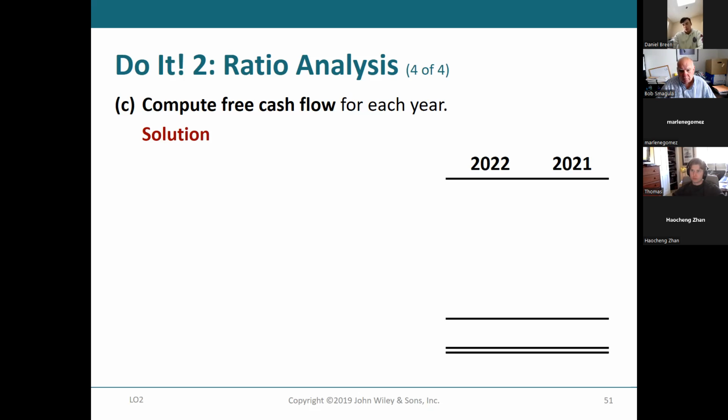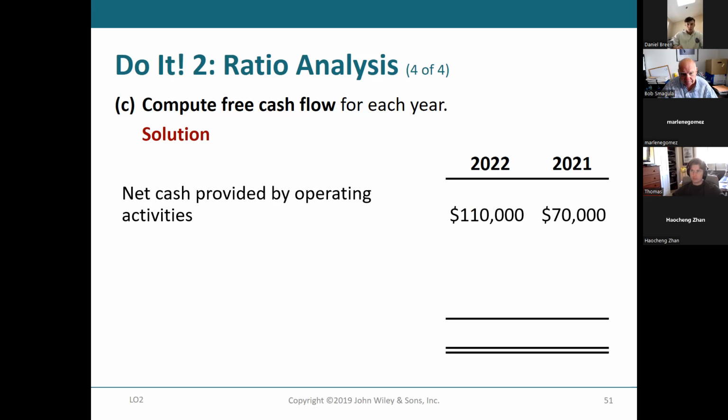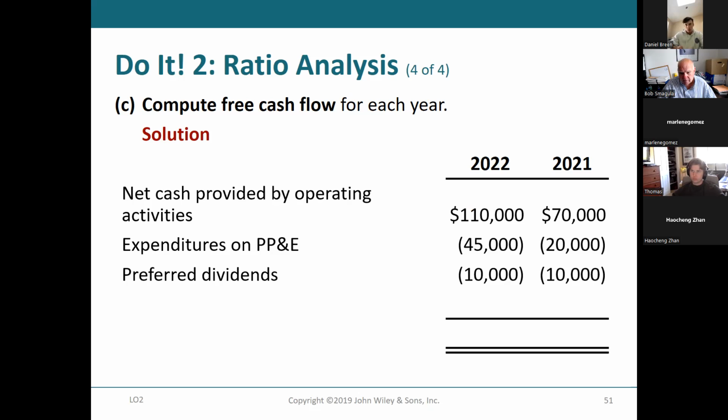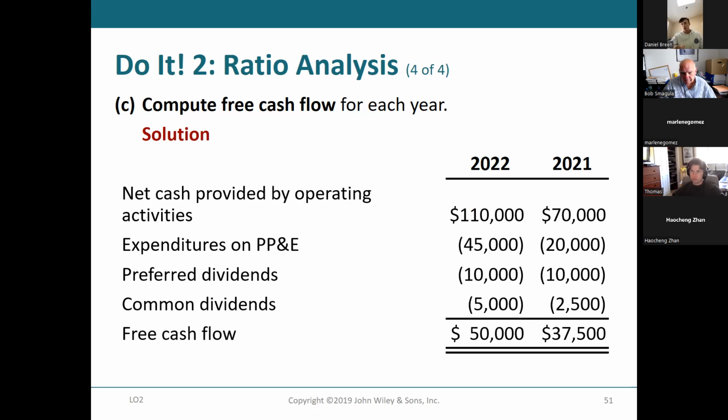Free cash flow. Remember, this is the operating cash flow minus money we set aside for capital spending and dividends. Here's our net cash. They provided these numbers to us. Less expenditures for PPE. Free cash flow. That's $50,000 the company can do anything with.